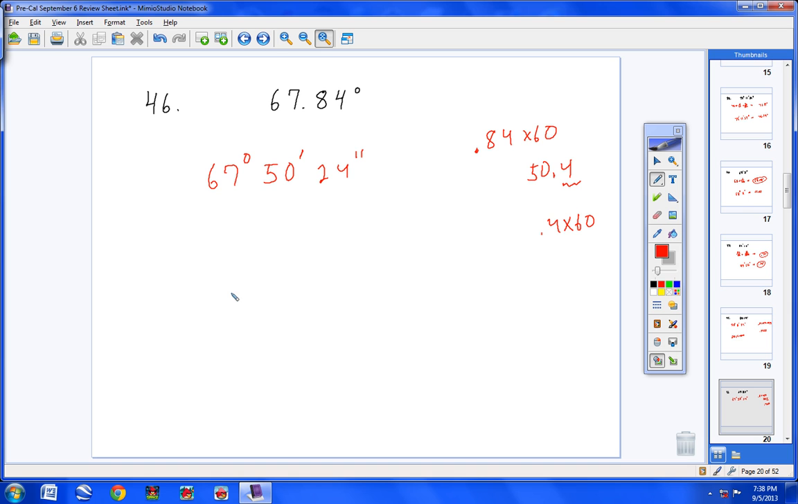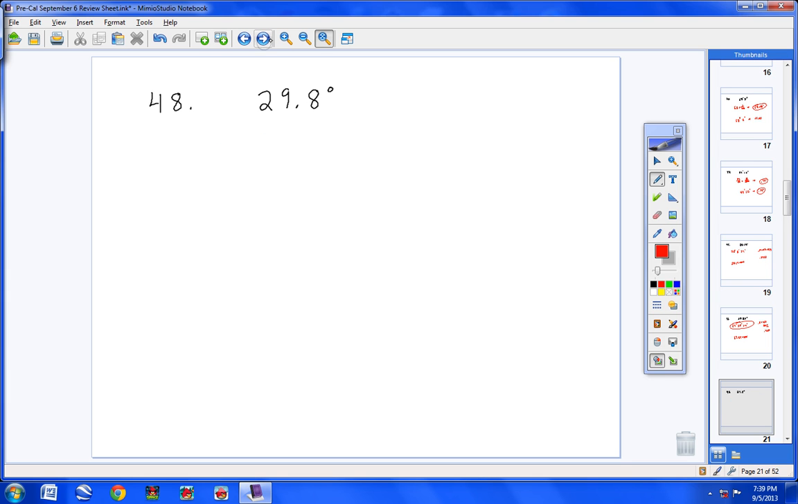Another way to do it is to simply type in your calculator 67.84, then hit second apps option 4, and when you do that, an arrow will pop up with DMS, hit enter, and you'll get the exact same answer. Moving on to number 48.